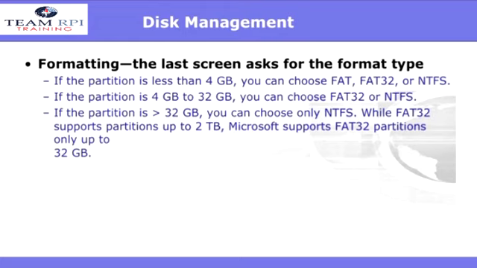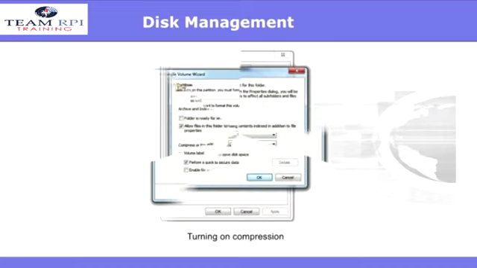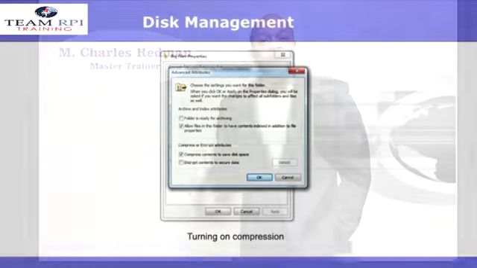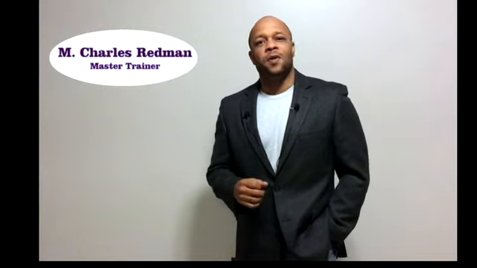If the partition is less than 4 gigs, you can choose FAT, FAT32, or NTFS. If the partition is 4 gigs to 32, you can choose FAT32 or NTFS. And if your partition is larger than 32 gigabytes, you can choose only NTFS. You'll also have the option to turn on disk compression. There you have it. It's pretty simple.